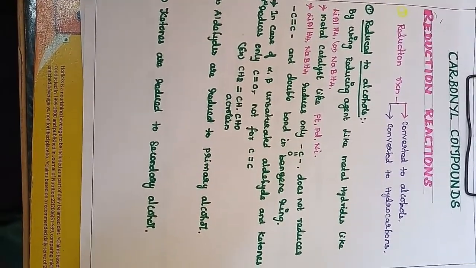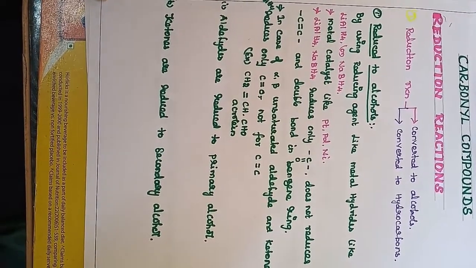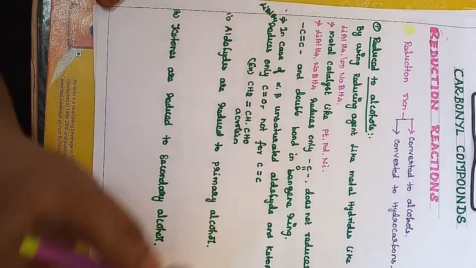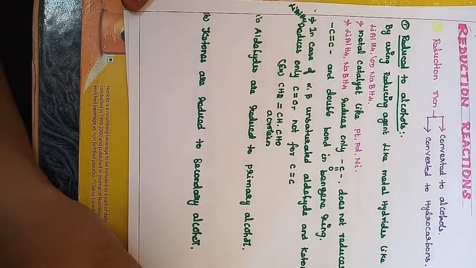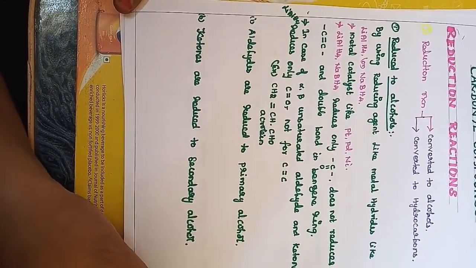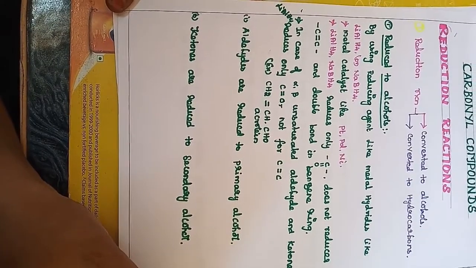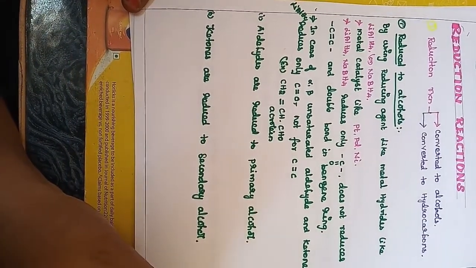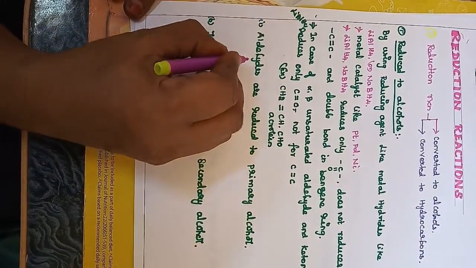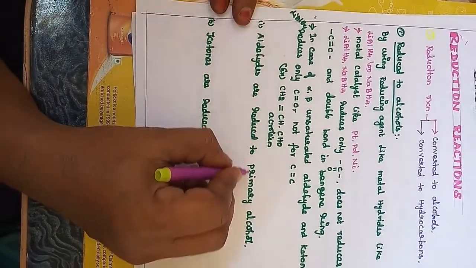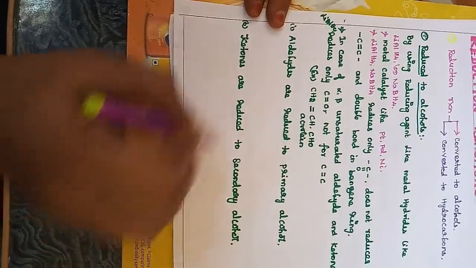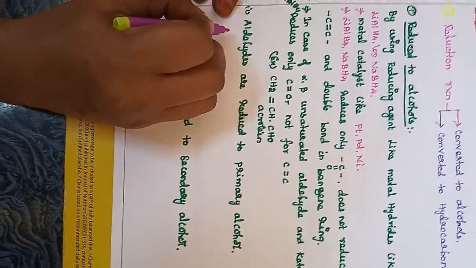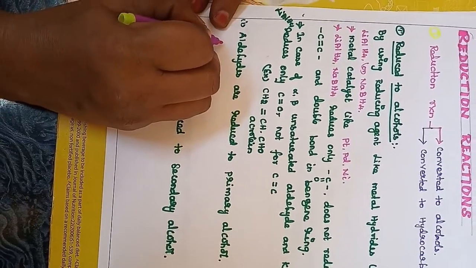First one is carbonyl compounds, that is aldehydes and ketones, reduced to alcohols. We have already learnt that both aldehydes and ketones can be easily reduced to primary and secondary alcohols respectively. First one, aldehydes are reduced to primary alcohols. Some common examples of aldehyde are acetaldehyde.